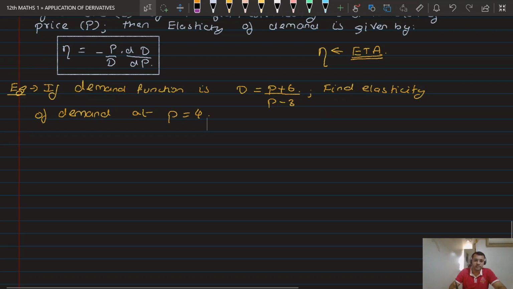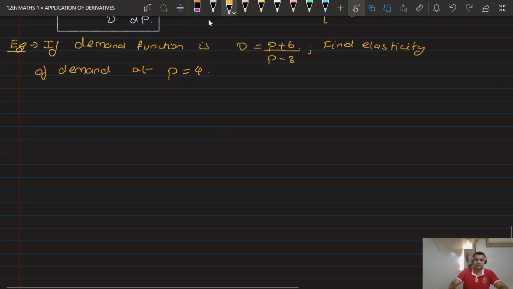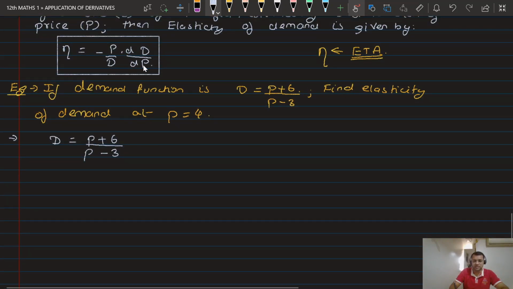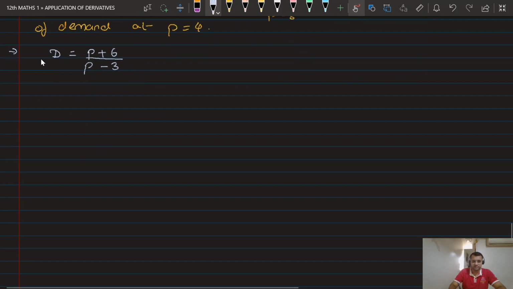The example over here says if the demand function is D is equal to p plus 6 upon p minus 3, we have to find out the elasticity of demand at p equal to 4. So let us see what we can do over here. We start with D, which is equal to p plus 6 upon p minus 3. If you observe your formula, we require dD upon dp, which is the derivative of demand with respect to price. It means that we have to differentiate this function with respect to p.